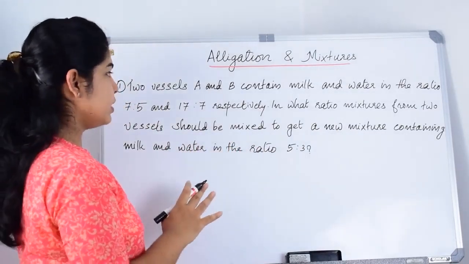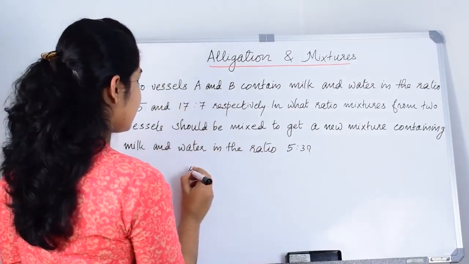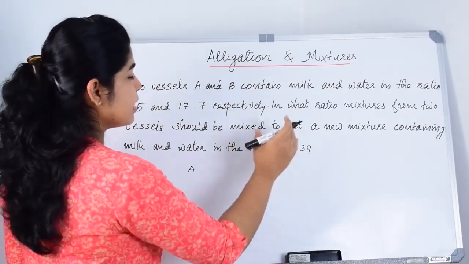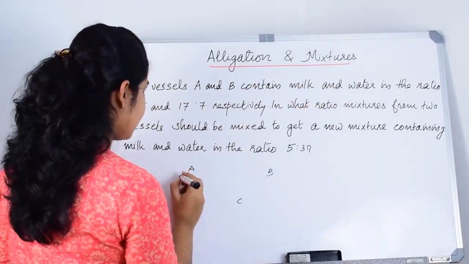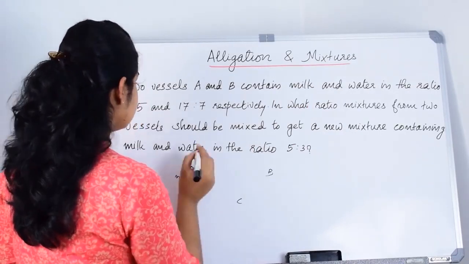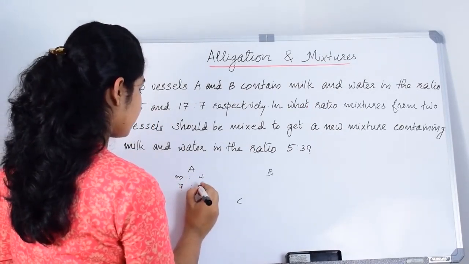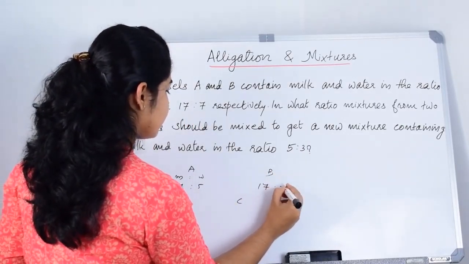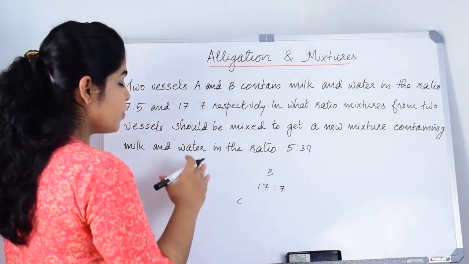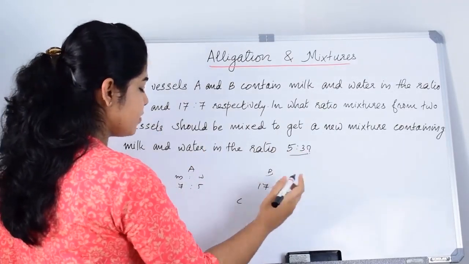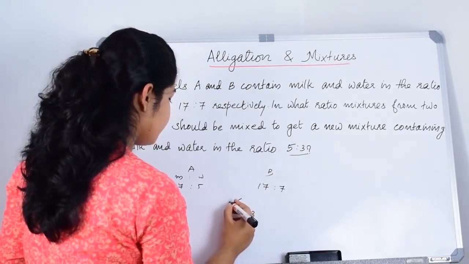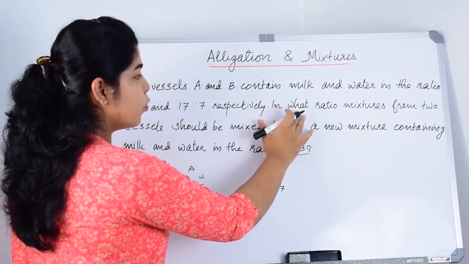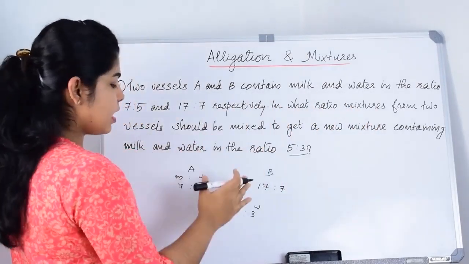So here in our question there are three vessels, vessels A, B and C, where each vessel contains a mixture of milk and water. In vessel A, the ratio of milk to water is 7:5, and in vessel B, the ratio is 17:7, and vessel C, which is a mixture of vessel A and vessel B, is 5:3. So here the ratio of milk and water is 5:3. So now it is asked to find in what ratio these mixtures from two vessels are mixed.